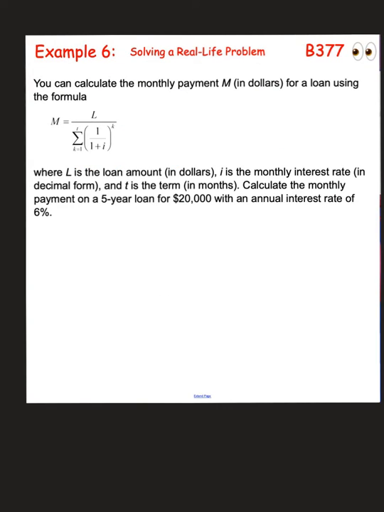So in this real life problem, we are going to calculate a monthly payment for a loan with the given formula, where L is the loan amount in dollars, I is the monthly interest rate in decimal form, T is the term in months, and we need to calculate the monthly payment on a 5-year loan for $20,000 with an annual interest rate of 6%. So let's figure out the pieces of information that we need for the formula. L, the loan amount, is going to equal $20,000.